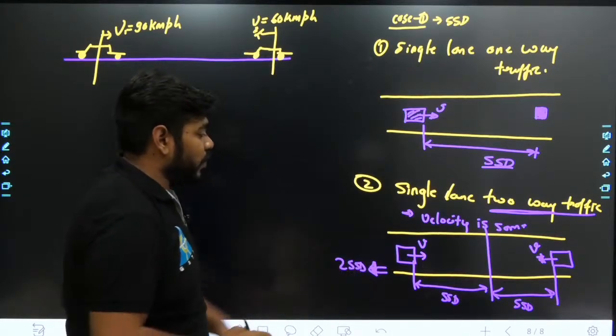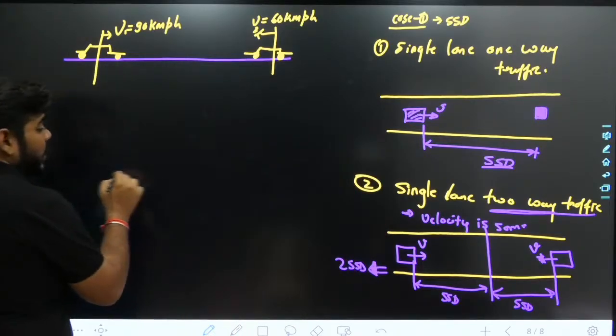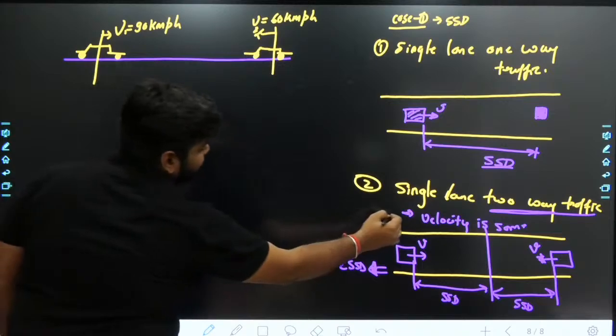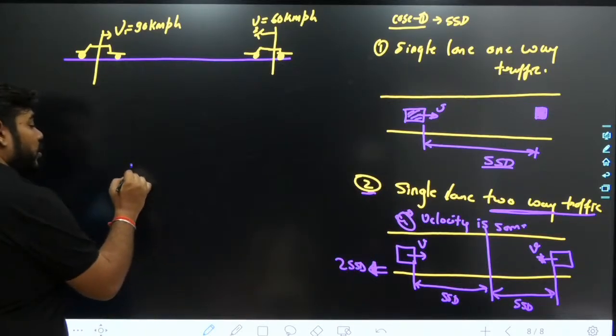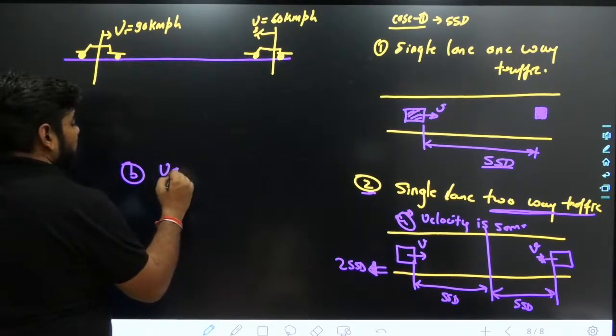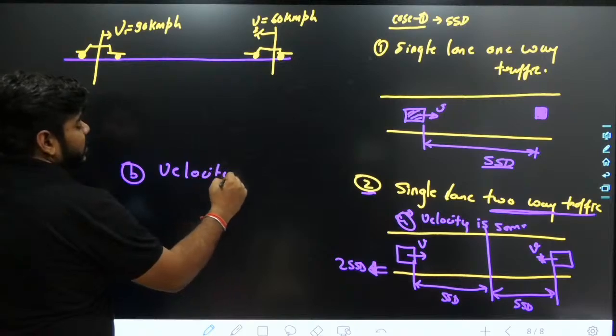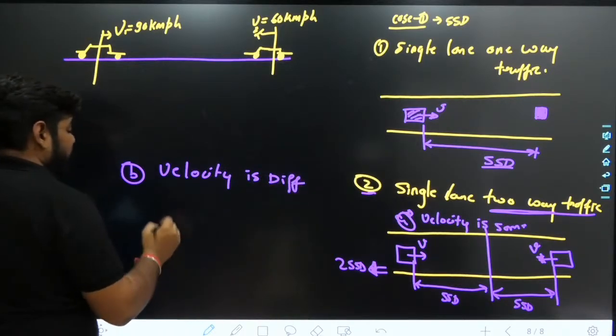This is the case we are doing here, but now we are taking the velocity as different. This is your A part for this second case. Now we'll talk about the B part. What will be the B part? In the B part, your velocity is different for single lane, two-way traffic. Now what is happening here?